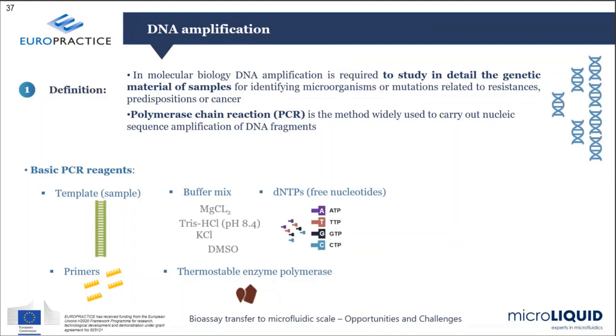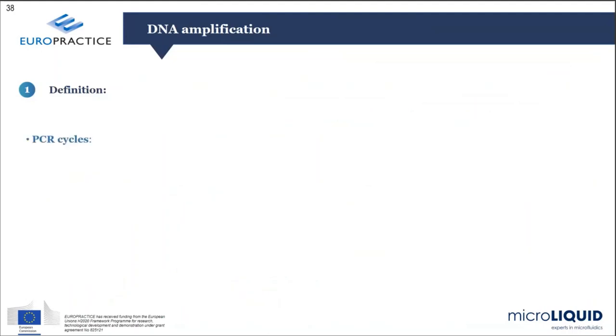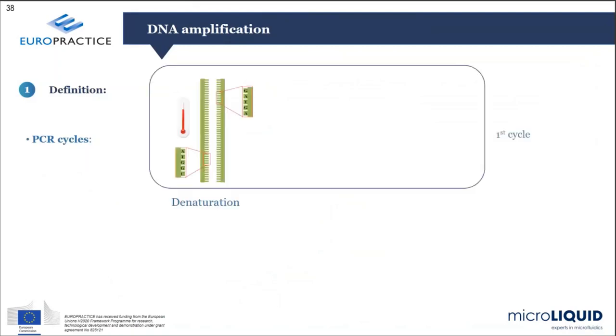And then you also require the polymerase, which starts this reaction. So you need to mix all these molecules into a liquid and then perform the protocol. How is this protocol? First, as I mentioned before, it's a thermocycling protocol, so it requires changes of temperature.